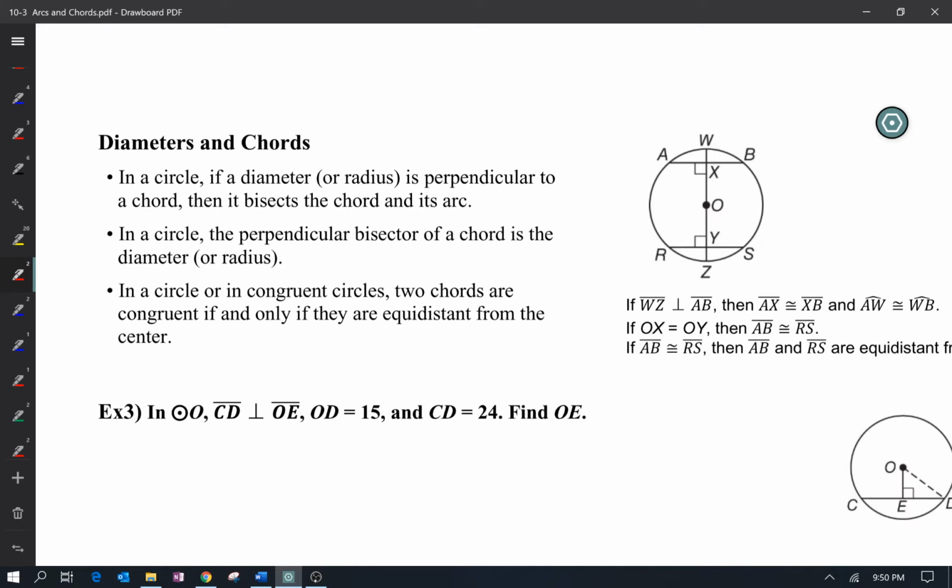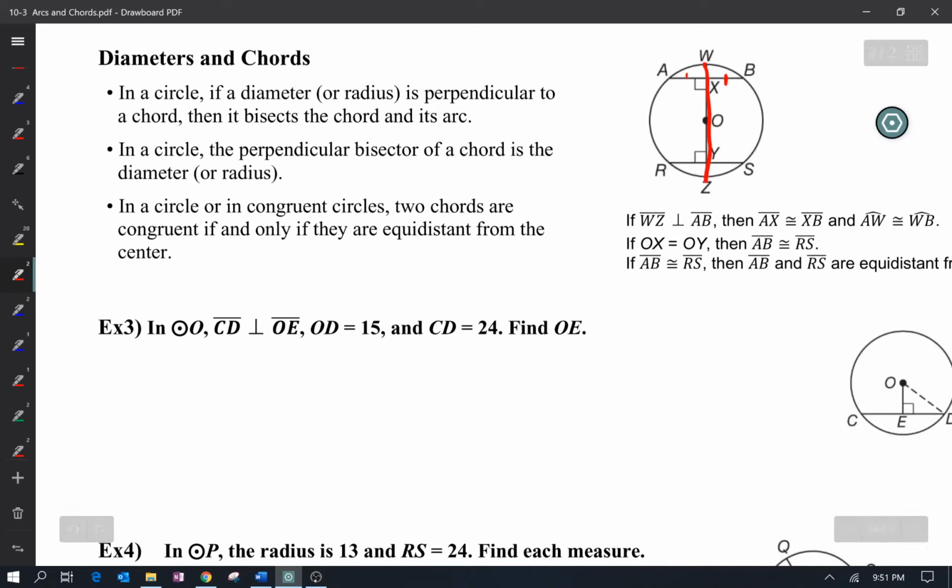All right, second thing. In a circle, the perpendicular bisector is the diameter. It's almost the converse of that statement, right? So if this line is the perpendicular bisector of this chord. So what does perpendicular bisector mean? It cuts the chord in half and it's a right angle, right? So if it's a perpendicular bisector, then it must be the diameter. That's an interesting one, so keep that one in mind. It's kind of like the converse of the first statement. The first statement said, if the diameter is perpendicular to that chord, then it bisects the chord. So if it's a perpendicular bisector, it must be the diameter.